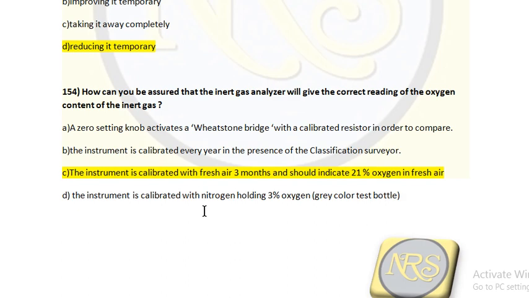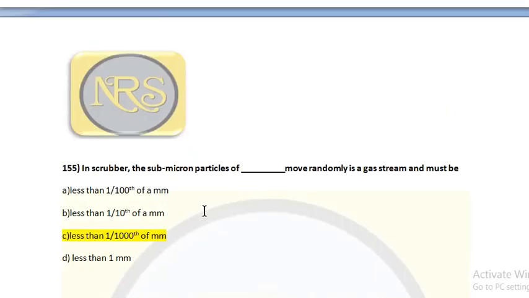There is a fresh air supply line there. That fresh air valve we have to open and check it is going to 21%. Once it is confirmed at 21%, then shut it and put back to normal operation, sampling to the sampling point. So initially we will see how much it is. Okay. Therefore, question number 154, option C is the correct answer.